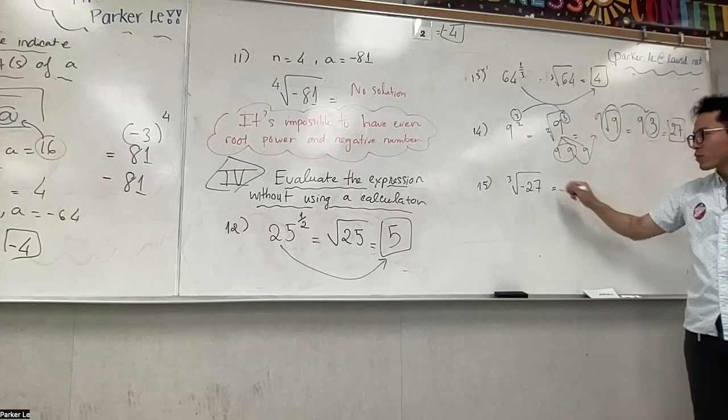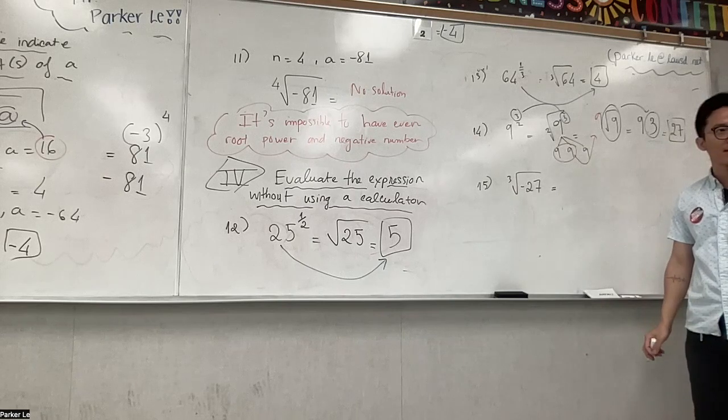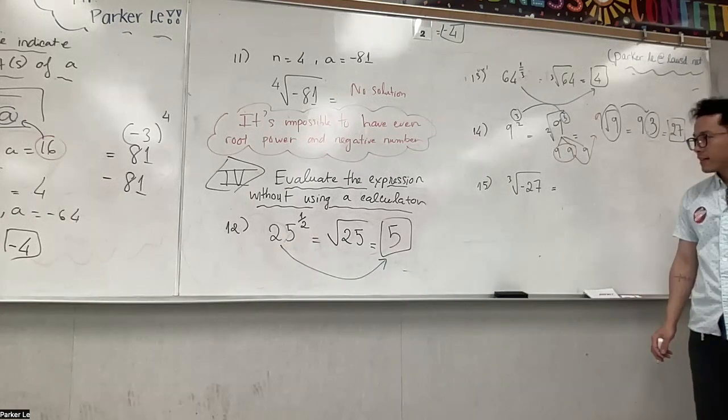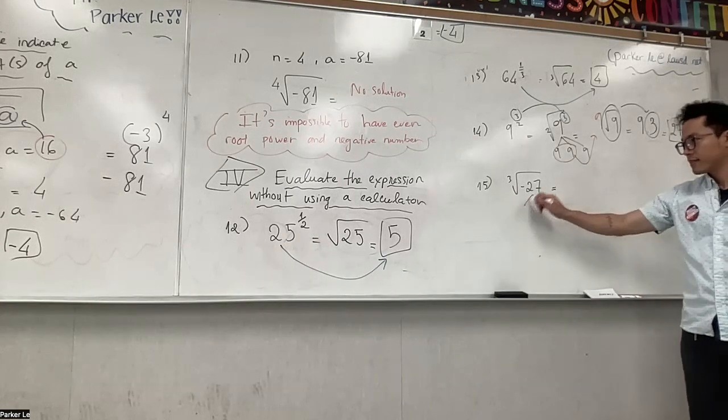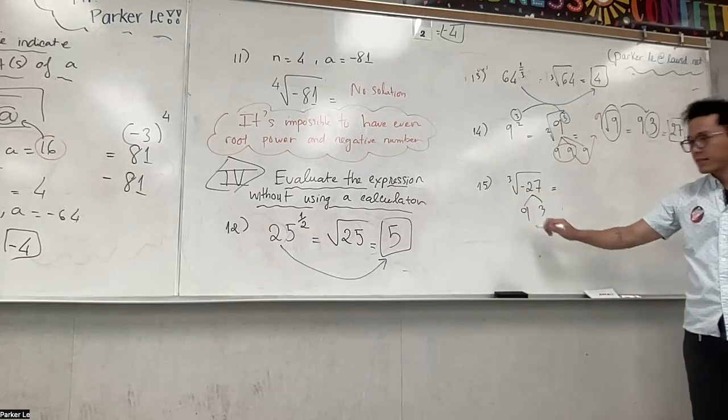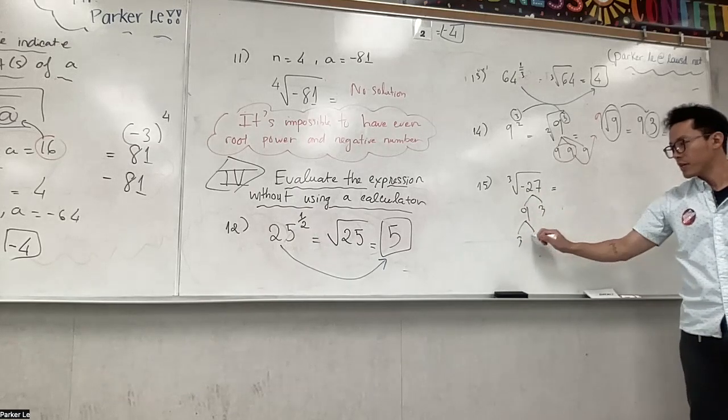I'm gonna do this. What is cube root of negative 27? Negative 27, 1 over 3. Oh, you said square root. Cube root. What is cube root of 27? You can bracket 9 and 3. 9 is 3, 3.